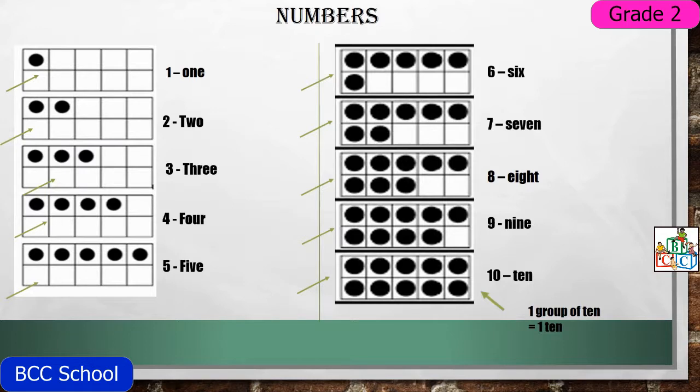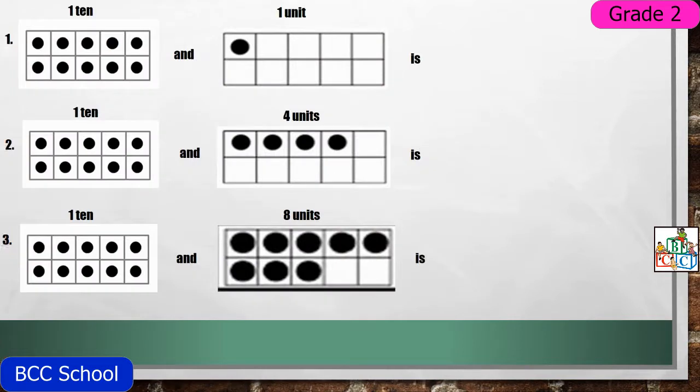Sorry. Now, here we have one group of 10. We're going to look at this. One group of 10 means 10. Let's look at it. Now, can you look at the two frames in front of you? The first one.